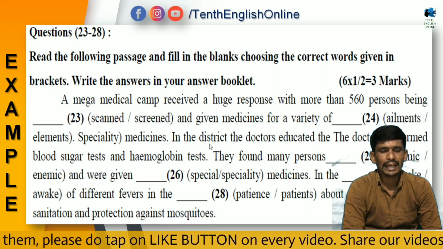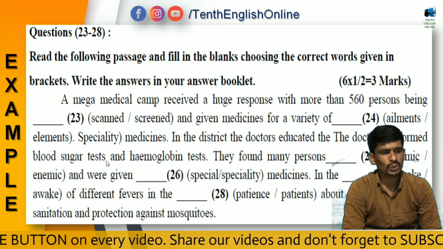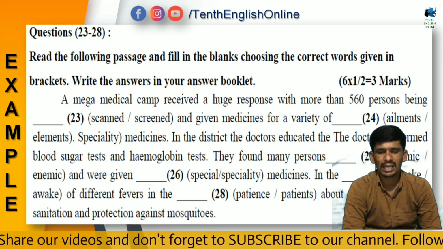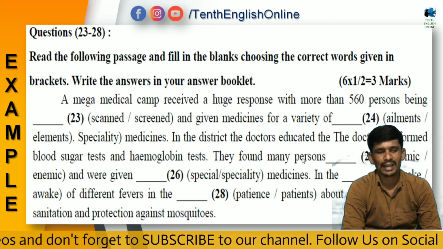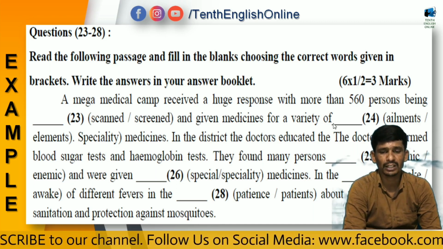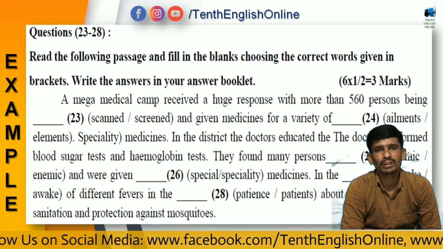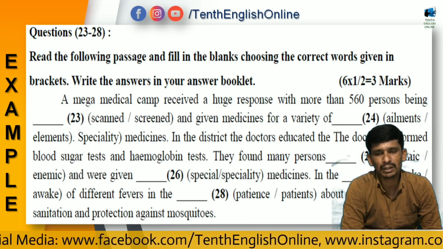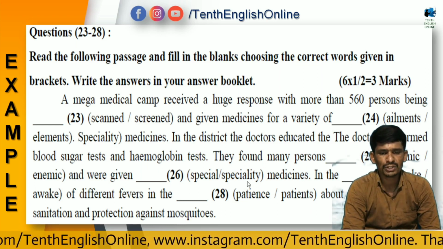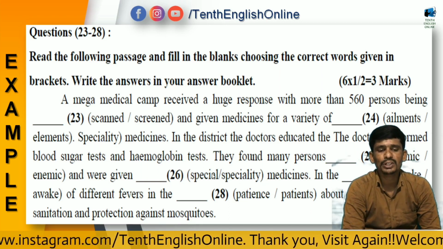Specialty medicines. Okay. In the district, the doctors performed blood sugar tests and hemoglobin tests. They found many persons dash, anemia or anemic. Anemic, no, we know anemic. So the other one is not suitable here. The remaining answer is anemic. They're suffering, we know, with what you call anemia. The anemia patients. We can say here anemic. And were given dash medicines, specialty medicines or special medicines. Special medicines are given here.